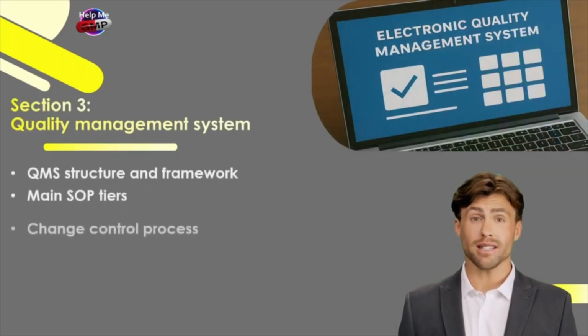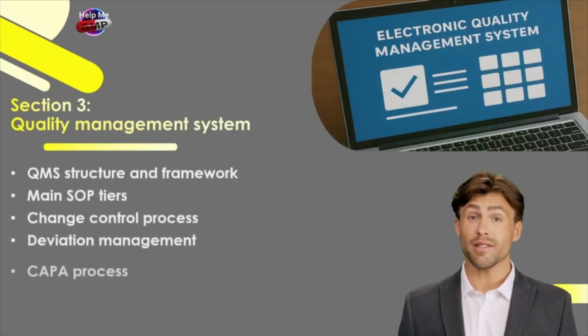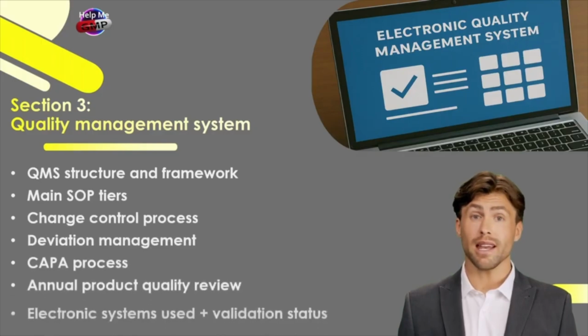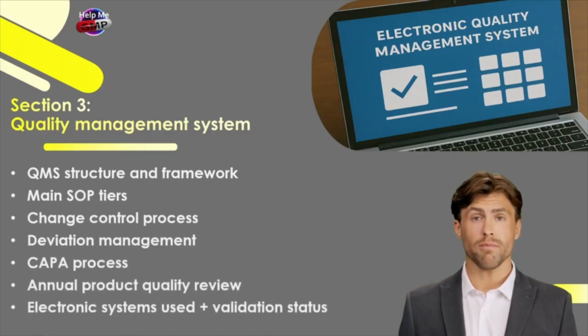List the main SOP tiers, change control, deviation management, CAPA, and annual product quality review. Mention which electronic systems you use and reference their validation.